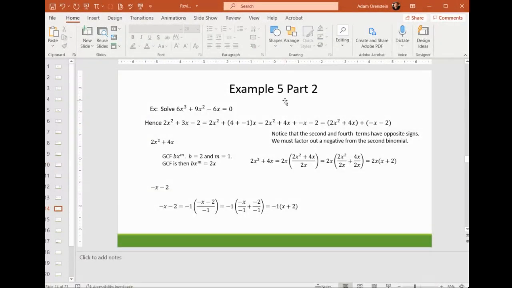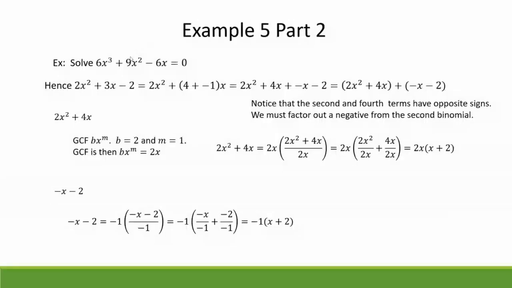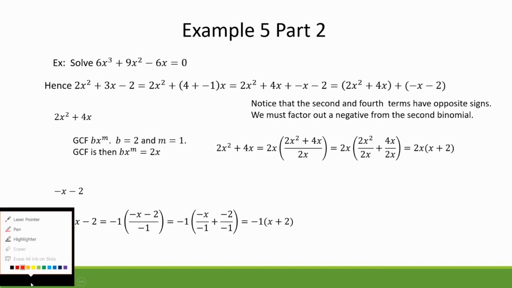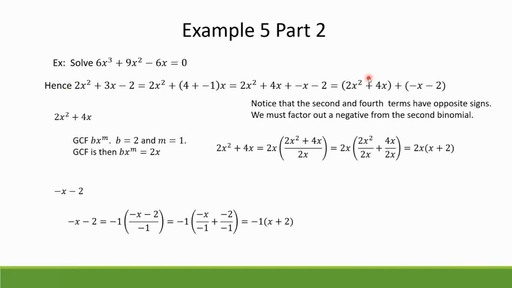Okay. All right. So now we have to factor each of those groups individually. So let's do that. Now, as you can see here, from the first group, 2x squared plus 4x, right? Well, again, let's find the GCF and let's factor it out, I should say.